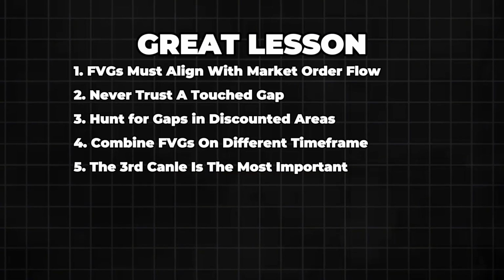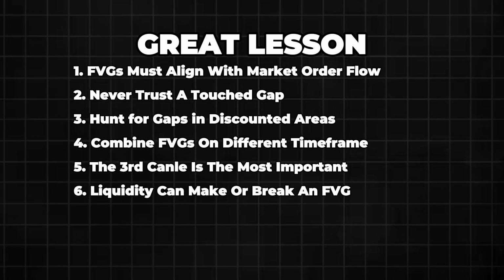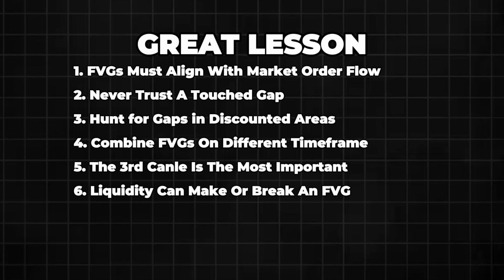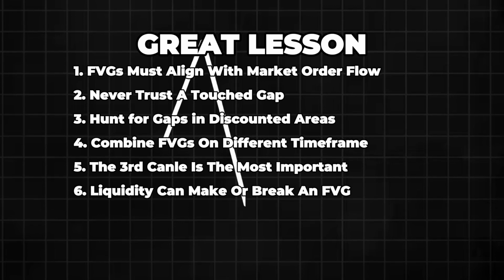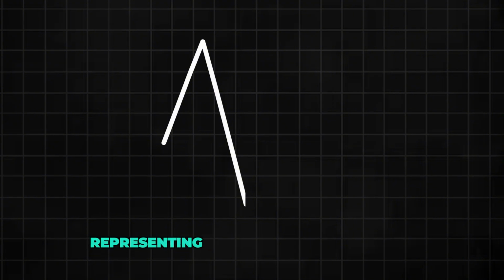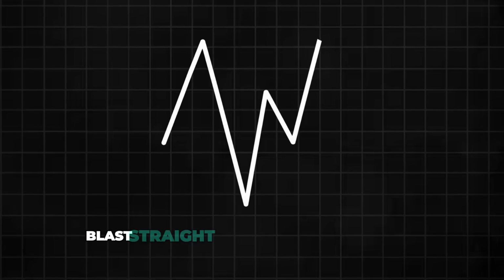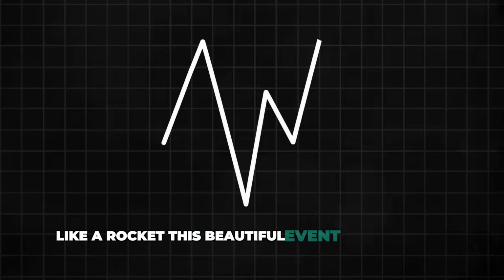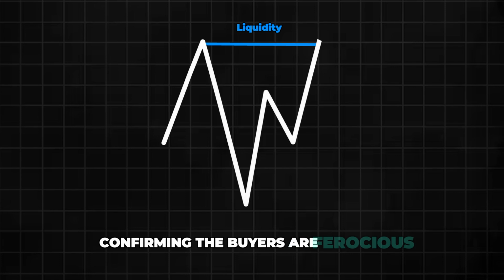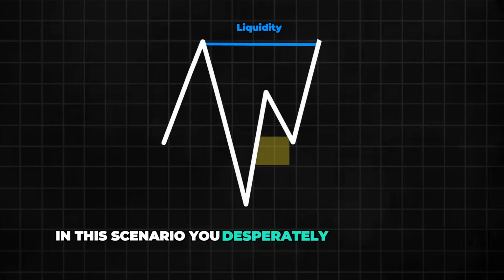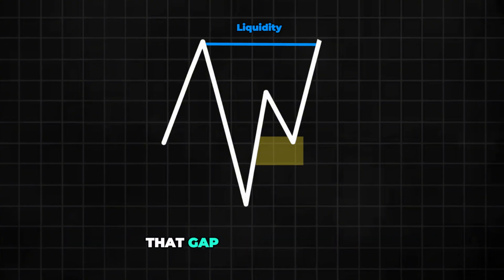For our 6th lesson, you absolutely must understand the delicate art of trading gaps that form near the swirling waters of a liquidity area. The market constantly hunts for liquidity, which takes the visual shape of a previous glaring mountain peak, a swing high, or a deep valley, a swing low. Imagine a crystal clear mountain peak on your chart, representing a major resistance level. Suddenly, you witness a violently impulsive green candle blast straight through the top of that mountain like a rocket. This beautiful event is a liquidity run. The price has completely disrespected the old peak, confirming the buyers are ferocious. In this scenario, you desperately want to see a bullish fair value gap form entirely within that aggressive rocket move. That gap is the holy grail.